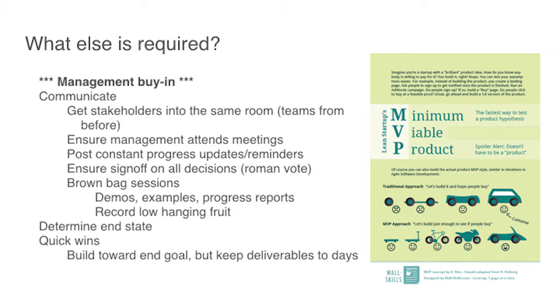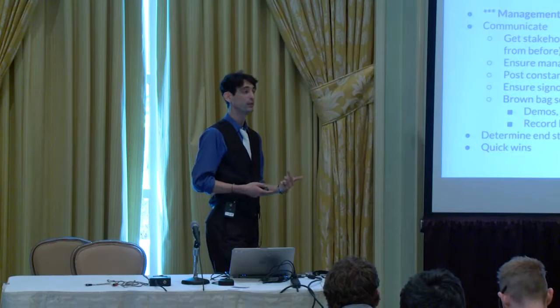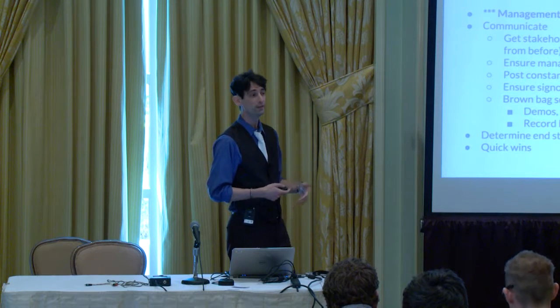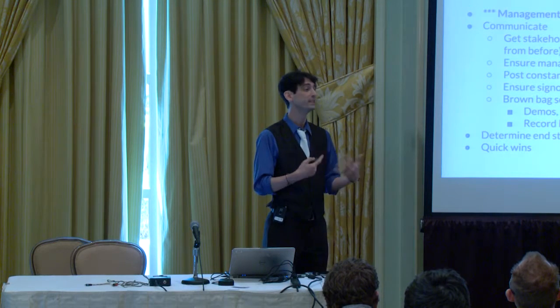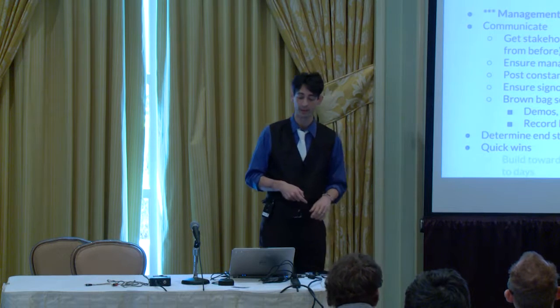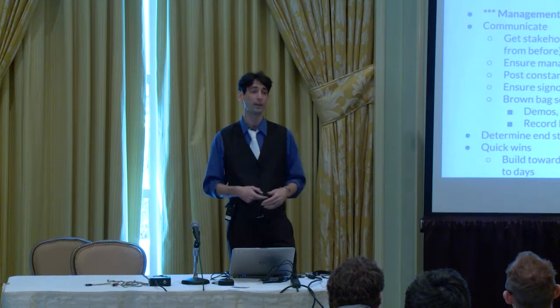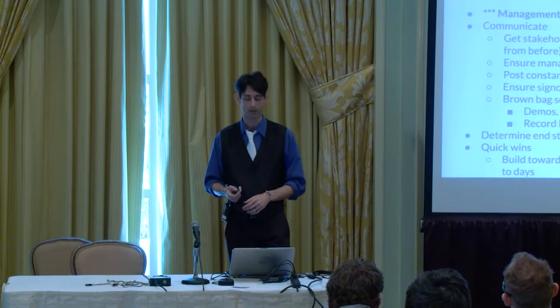And out of these meetings, you can determine your final goal or end state. So come up with some goal of what it is you're trying to implement and work to get there. You want to make sure that these things happen on a fairly quick sprint, so aim for quick wins. You want to make sure that everyone can see the results of the operations as they go through. You're building towards that end goal, but you're trying to keep your deliverables pretty quick.